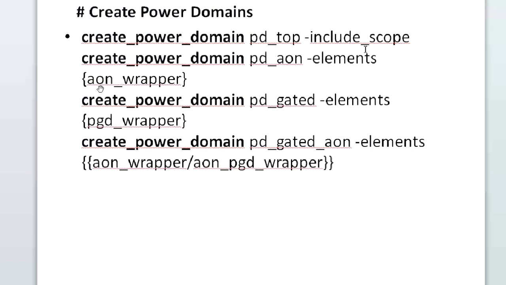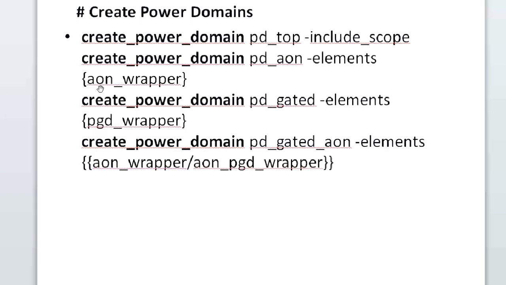The number of power domains we describe in element form. So here we can see create_power_domain PD_on, the name of the domain, and -elements, so the element names that power domain, like A1. Basically, -include_scope is the top-level power domain, and in between we see the submodule power domains, which are called elements. Those names are like Aeon wrapper and PGD wrapper, and something like Aeon and PGD both merged. This is how we define the power domain in the UPF.